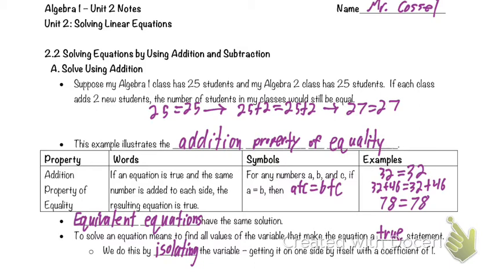So we do this by isolating the variable, getting it on one side by itself with a coefficient of 1. No other coefficient besides 1. So it's not 3 times the variable, not 2 times the variable, it's 1 times the variable. If it's 1 times something, do you even have to write 1 times it? No, because it's the same thing. We learned that last chapter with the multiplicative identity. 1 times anything is itself.